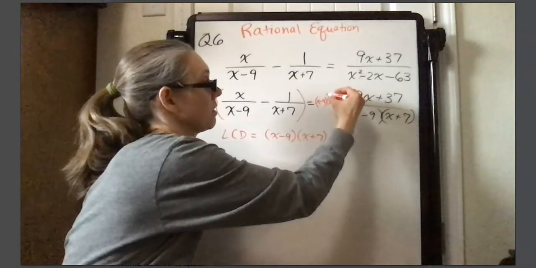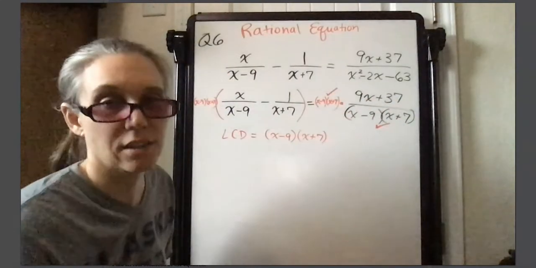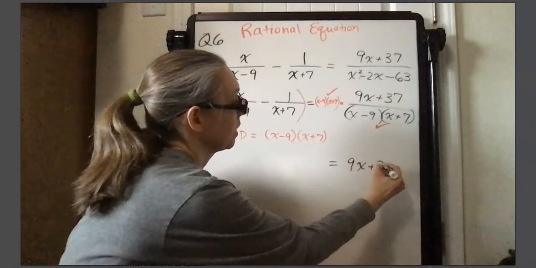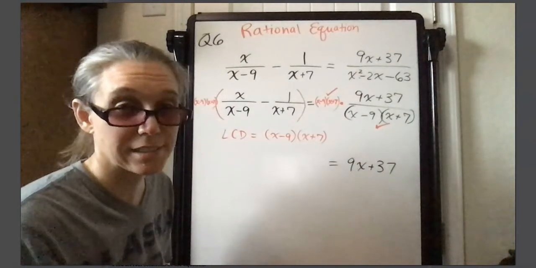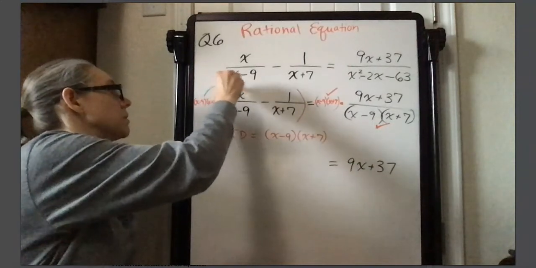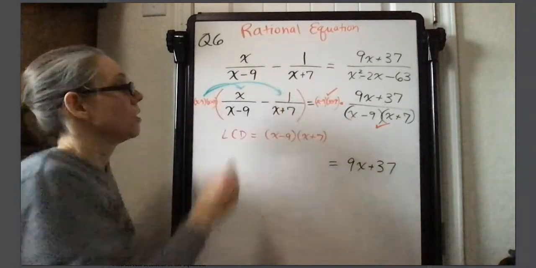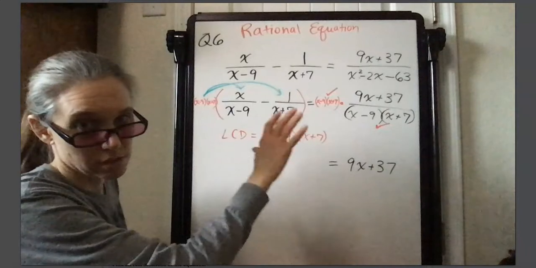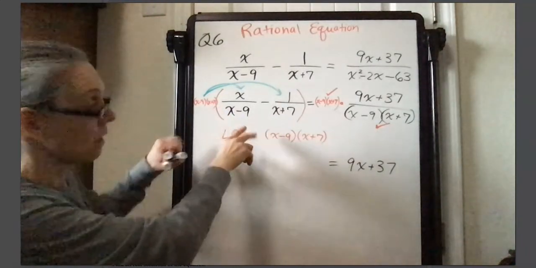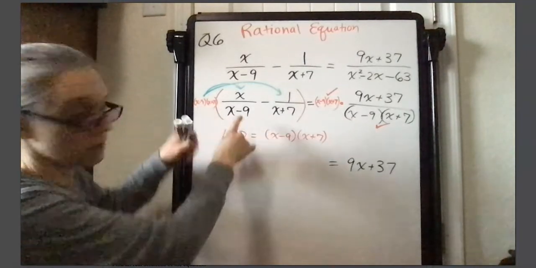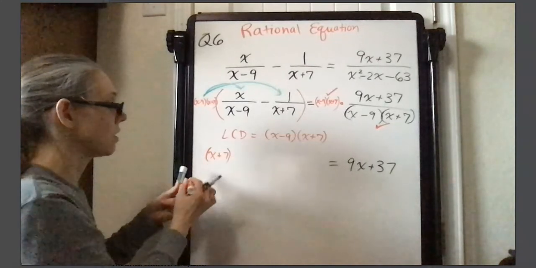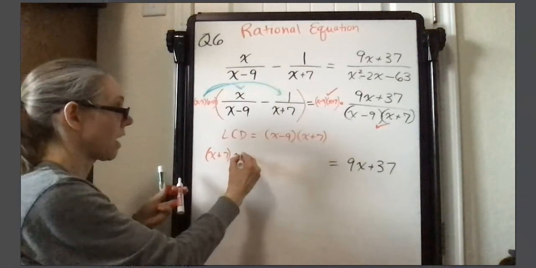Well, here on the right-hand side, the LCD is going to entirely cancel the denominator, right? And so on the right-hand side, you'll be left with simply 9x plus 37. That's the easy side. The other side's a little harder. So when this x minus 9 times x plus 7 distributes, you're going to have 2 different cancellations happen, okay? So first, when x minus 9 times x plus 7 multiplies to this first one, the x minus 9s are going to cancel, leaving you with just the x plus 7, and that x plus 7 is going to distribute to the numerator here, x, okay?